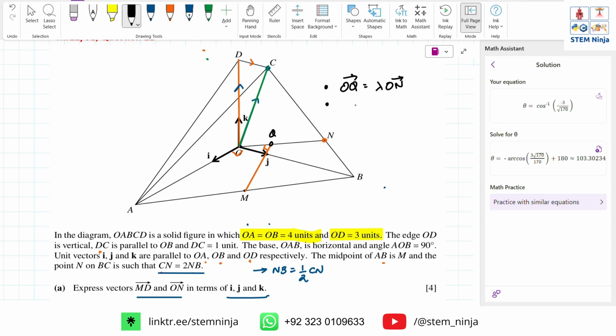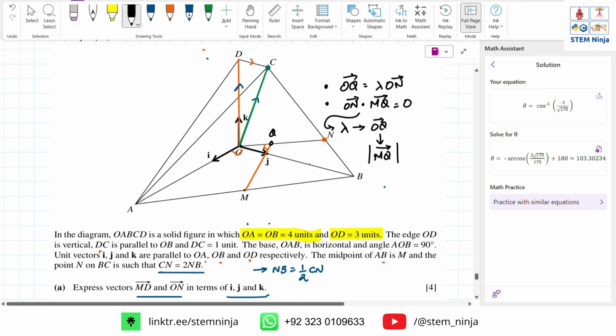Then the second point that we are going to use is that OQ or even ON, when we have a scalar product with NQ, would be 0. This would lead us to finding lambda, which we would just plug into OQ to find out ON. Then for the length, we would plug it into MQ. First, we will find the vector, then the length. All right, now let's carry on with this.